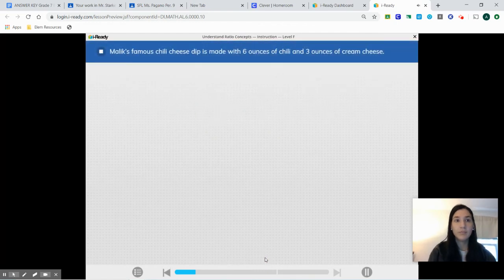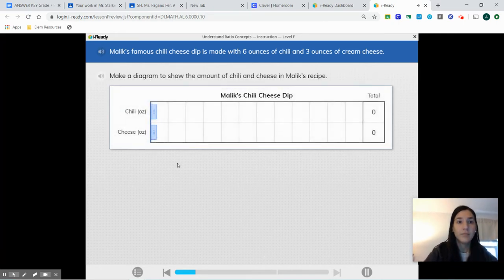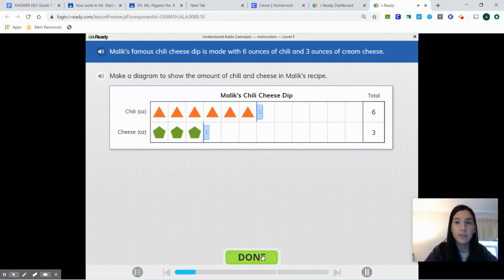Mullick's famous chili cheese dip is made with 6 ounces of chili and 3 ounces of cream cheese. Make a diagram to show the amount of chili and cheese in Mullick's recipe. Okay, so chili is going to be 6 ounces. So we're going to go over to the 6. And then cheese, cream cheese, is 3. So we have 6 to 3.